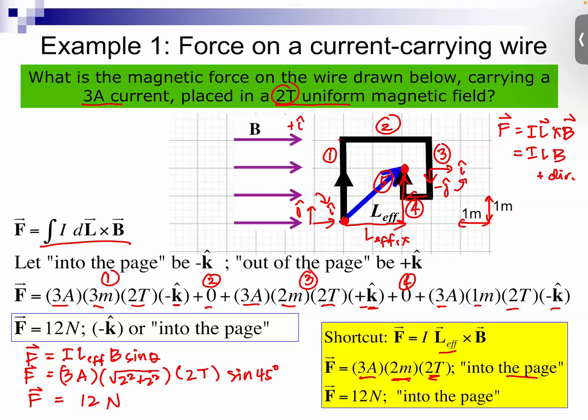Right, any question there? So the trickiest bit there is if one of the vectors is diagonal, make sure to either use the sine theta definition to get the magnitude, or decompose your diagonal vector into horizontal and vertical components, and only the component that's not parallel to the magnetic field or the current will contribute to the magnetic force, right?